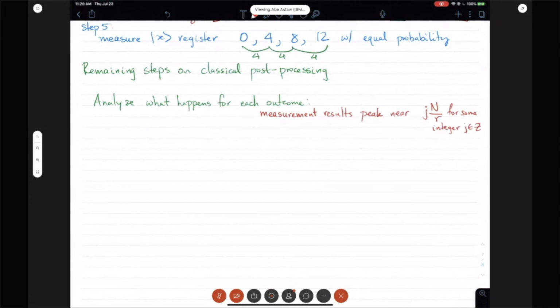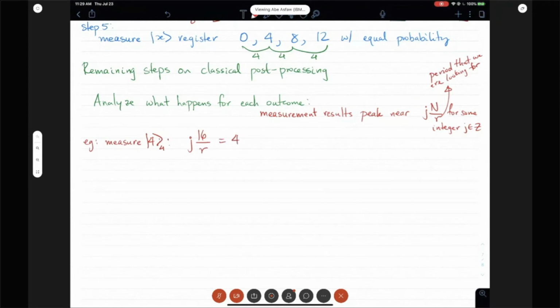So what does that mean? If, for example, we measure 4, remember r is the period that we're looking for. If we measure 4, for example, and I'll remind you again, this is 4 measured from 4 qubits. Then j times n in this case, because we're doing 4 qubits, is 16, 2 to the power of 4, over r is the number that we measured.